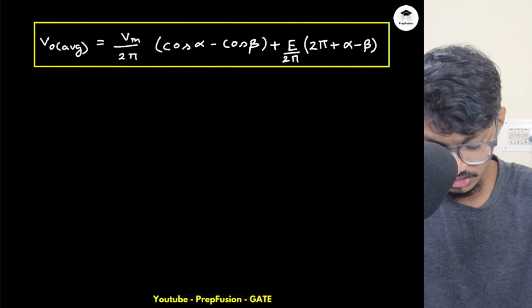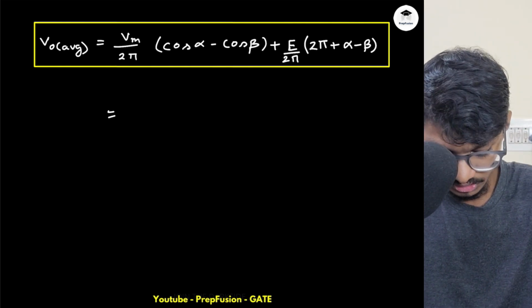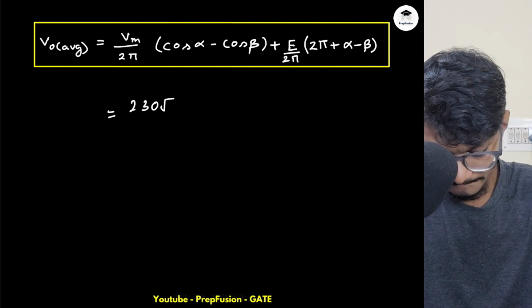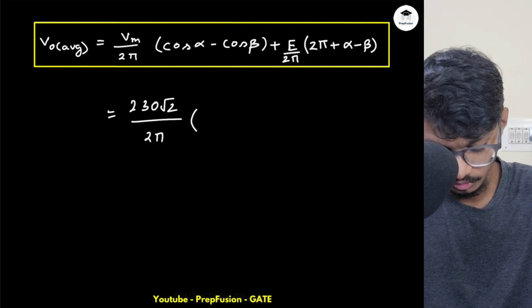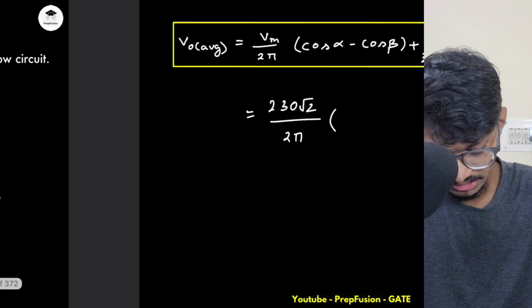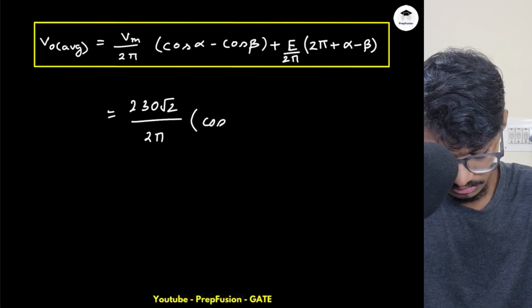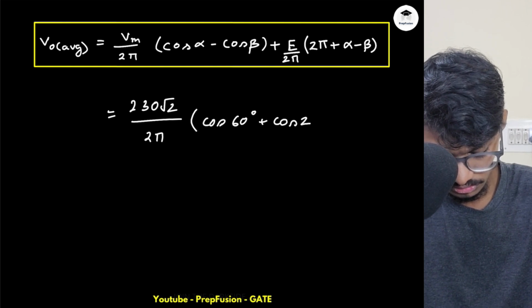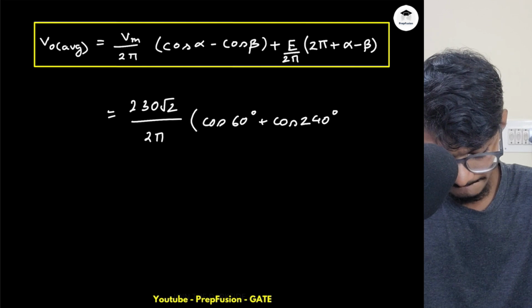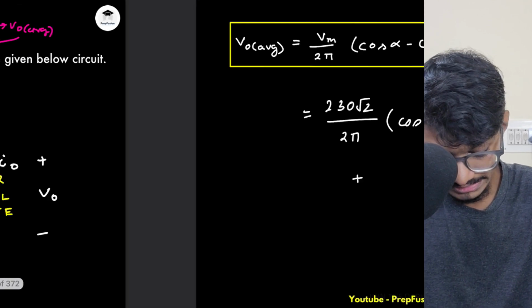So VO average is this formula. I know my Vm is 230 root 2, divided by 2 pi, into cos alpha. Cos alpha is cos 60, plus cos 240, plus E. E is what?